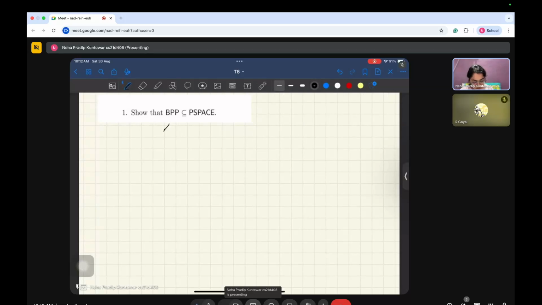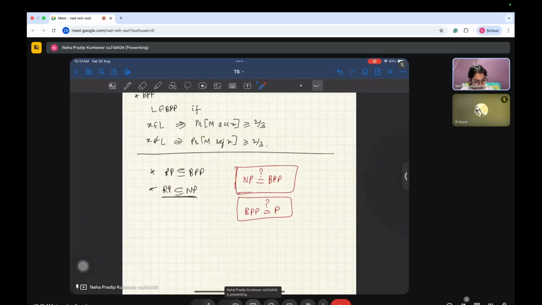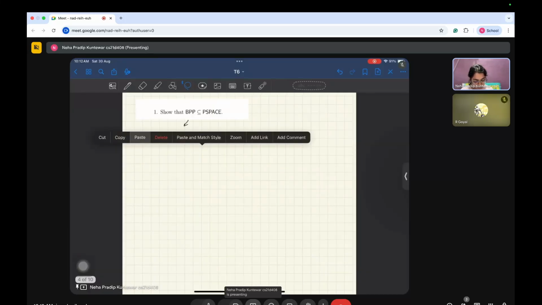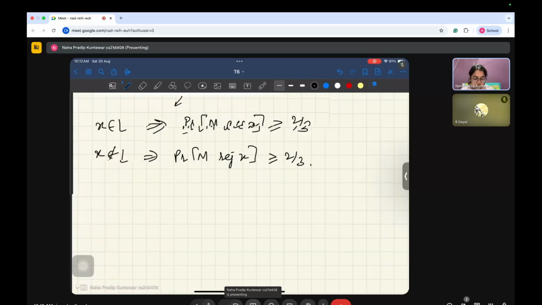Let's look at the definition of BPP. When we look at this probability, we are going over some random choices, some random bits, that don't depend on the input.